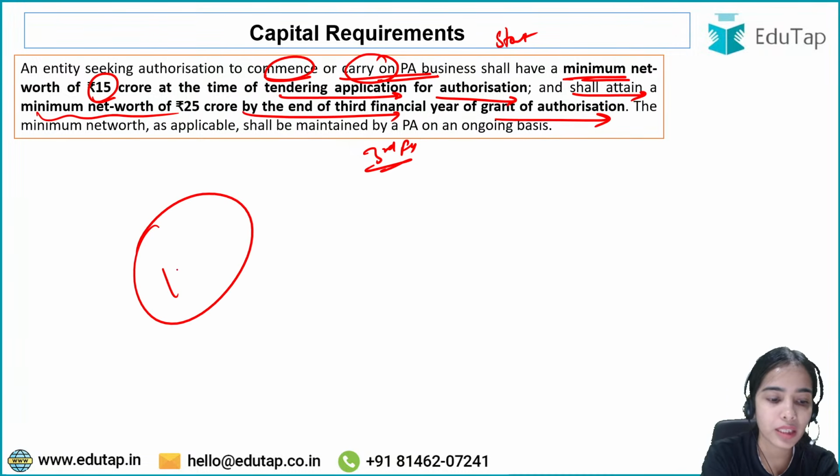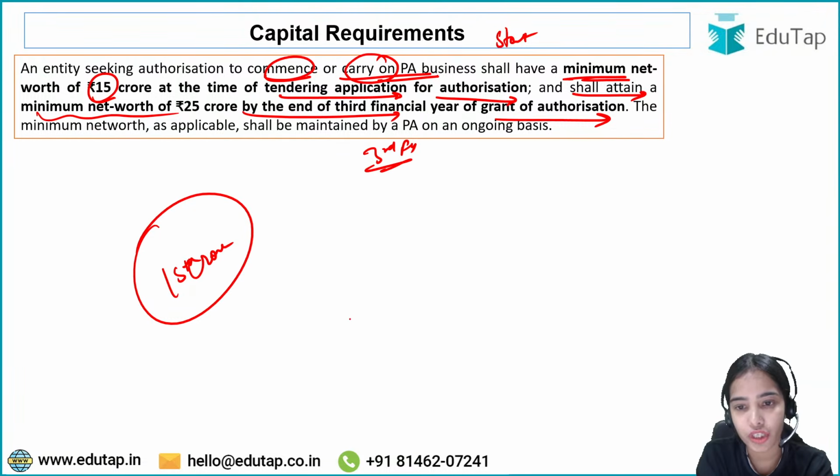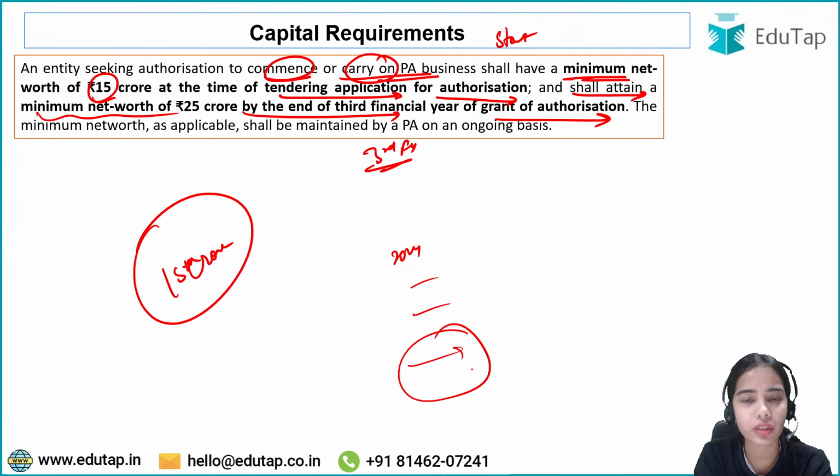So when you are starting the operations, at least you should have 15 crore of net worth, and by the third financial year of grant of authorization, so if you got the authorization in 2024, then by 2025, 2026, 2027, by the end of the financial year you have to get the 25 crore of minimum net worth.